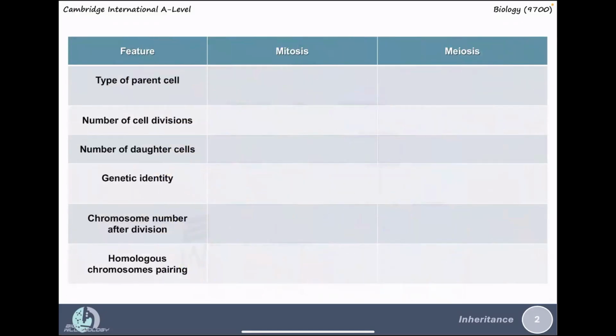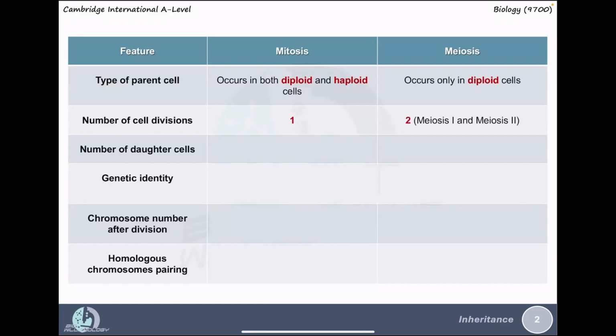We can look at the type of parent cells. Mitosis occurs in both diploid and haploid cells. Meiosis can only occur in diploid cells. To complete mitosis, there is one cell division. However, to complete meiosis, two cell divisions occur, or two nuclear divisions more precisely, which are meiosis 1 and meiosis 2.